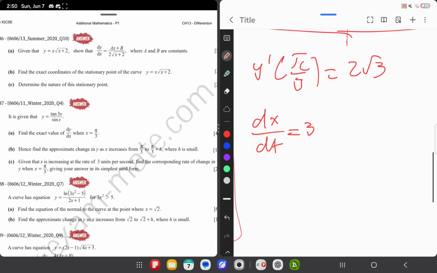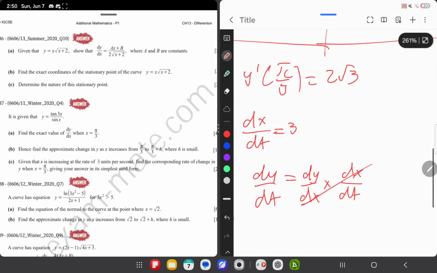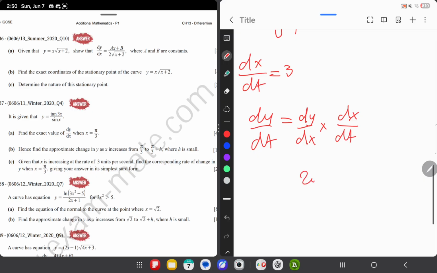Okay, we want to find dy over dt. We know dx over dt, and what do you also know? dy over dx. So if we multiply, we find this. Now evaluating this function at pi over 3, what do you get? 2 root 3 times 3 is equal to 6 root 3, and that is our answer.